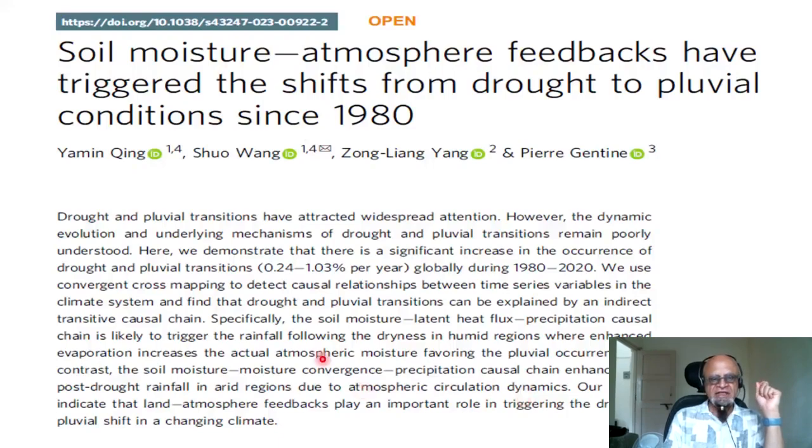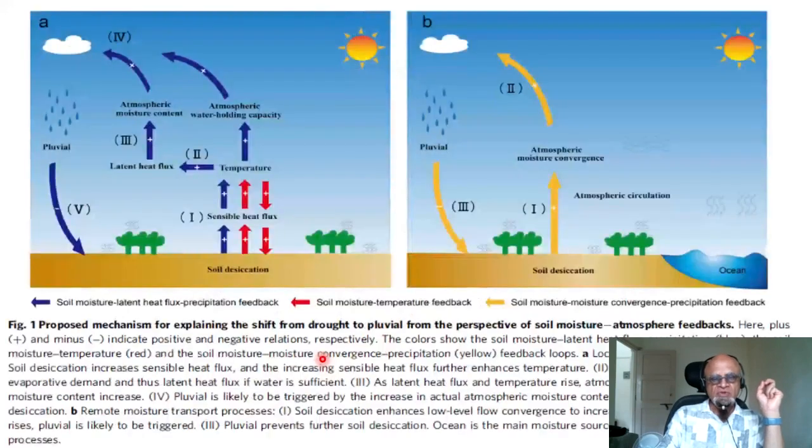Our results indicate that land atmosphere feedbacks play an important role in triggering the drought pluvial shift in a changing climate. Again, I'm going to be brief so you can read up the details and all the nice citations that they use for doing this, arriving at these results.